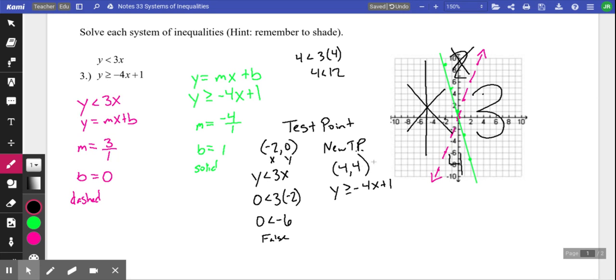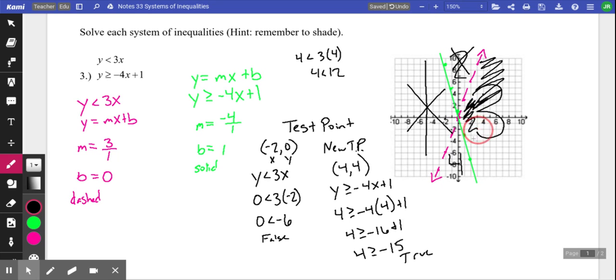So I'm using my new ordered pair, which comes from region 3, and plugging it into my second inequality. This gives me 4 is greater than or equal to negative 4, and then I replace x with 4, plus 1. So is 4 greater than or equal to negative 16 plus 1? Is 4 greater than or equal to negative 15? Well, yes, that one is true. Had it been false, region 4 is where I would have been shading, but since it was true, region 3 is where my solutions lie.